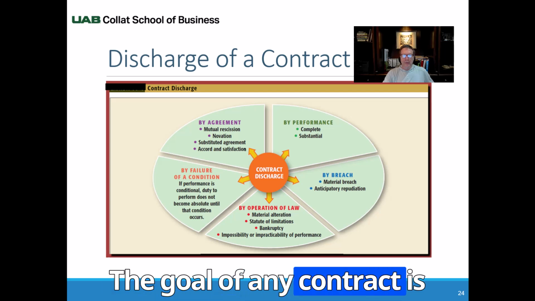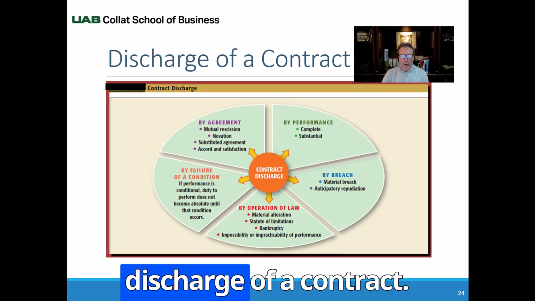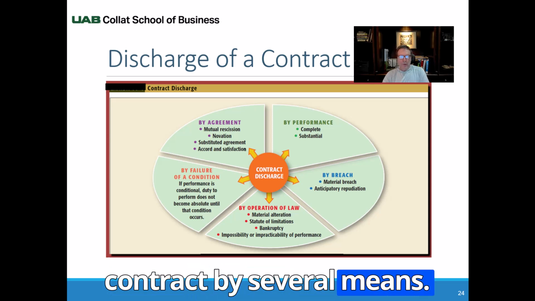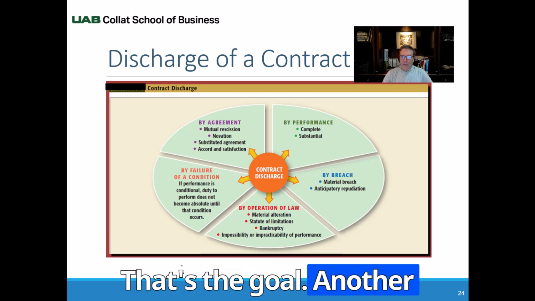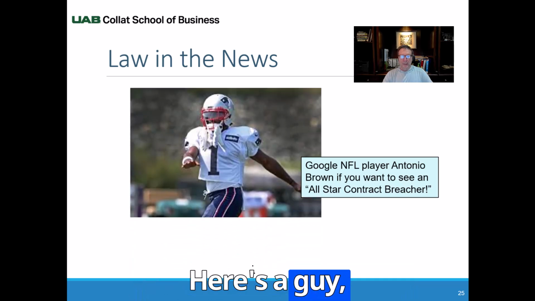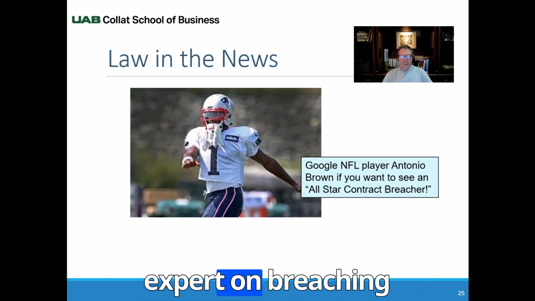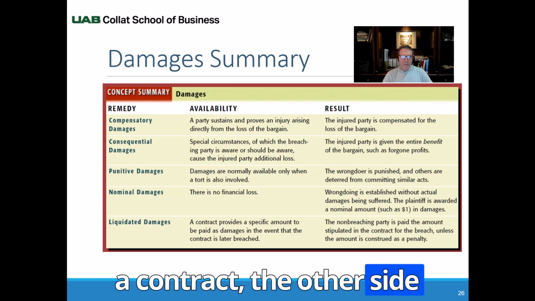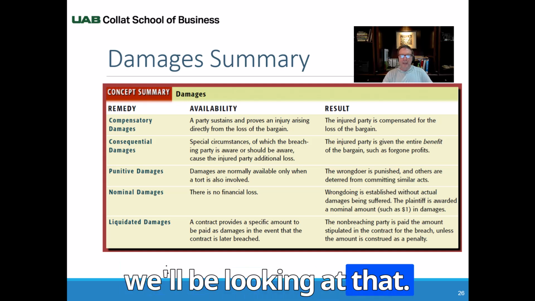The goal of any contract is for it to have an end, and the end of a contract is called the discharge of a contract. You can discharge a contract by several means. One is by performing. That's the usual way. That's the goal. Another way is by breaching it, but if you breach, you're going to have to pay damages. Here's a guy. Google this guy, Antonio Brown, if you want to see an expert on breaching contracts. If you do breach a contract, the other side could get damages. Usually it's money, but we'll be looking at that.